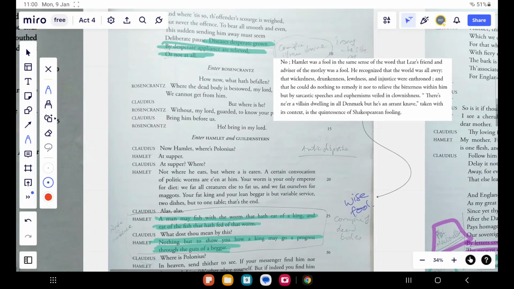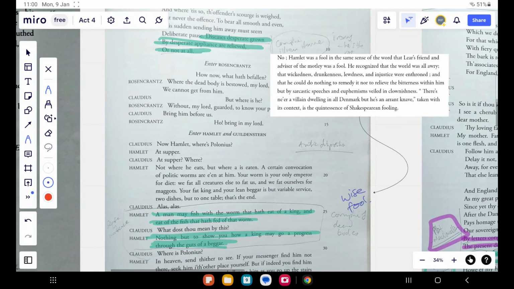Now, in researching this, I found an article from an American magazine called The Atlantic, which seems to date from 1899. I'll link to it in the description, which also explores this, and it has this to say. No, Hamlet was a fool in the same sense of the word that Lear's friend and advisor of the motley, that's the multicoloured dress that jesters wore, was a fool.